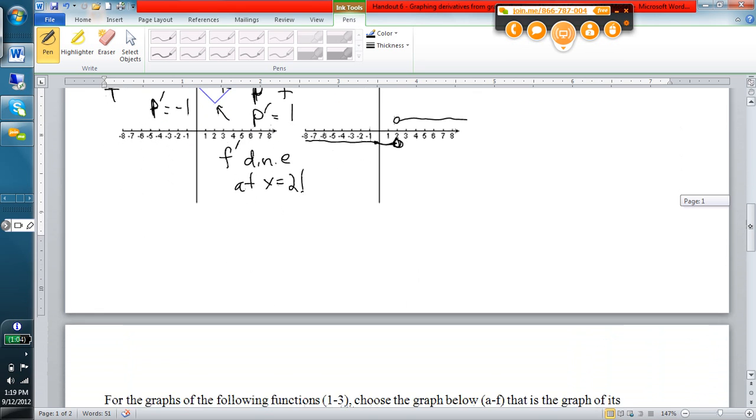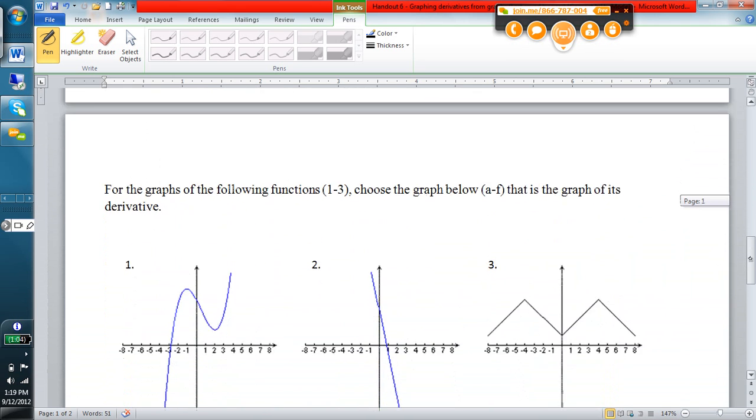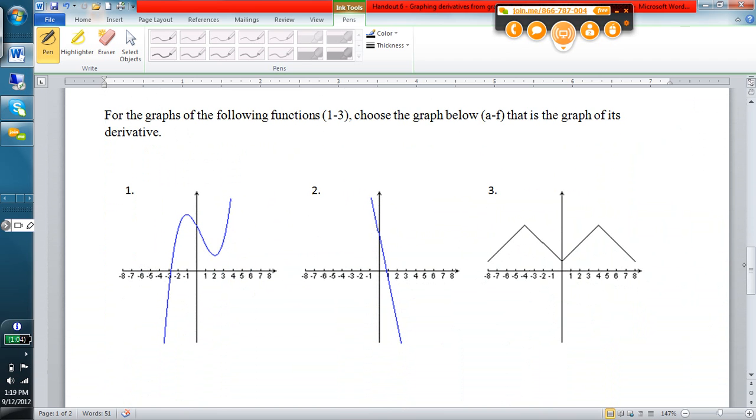Okay. Flip it over then, back page. For the graphs of the following functions, 1 through 3, choose the graph below, A through F, that is the graph of its derivative. All right, so this is doing the same thing, just you have some choices of graphs. But we're going to do the same thing. Let's start with number 1.